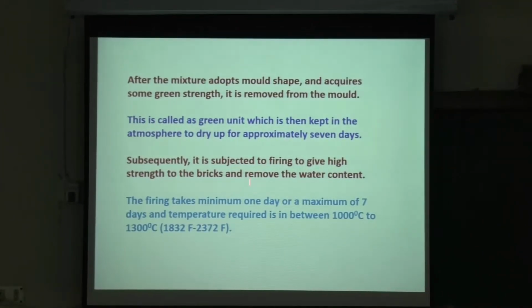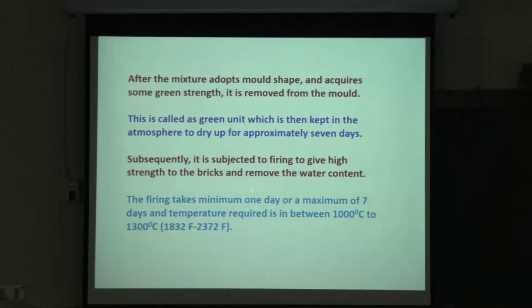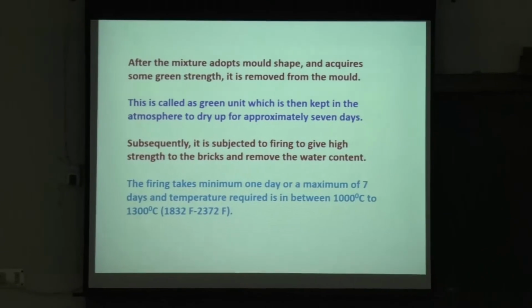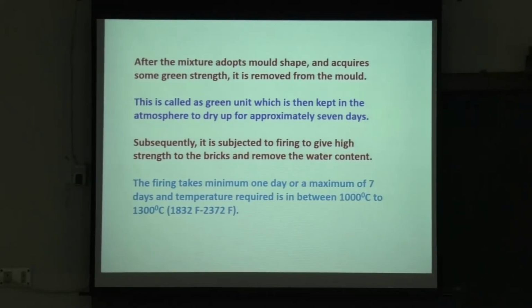Subsequently, it is subjected to firing to give high strength to the bricks and remove the water content. So that's how the bricks are made. Now the firing takes a minimum of 1 day or a maximum of 7 days. The temperature required is between 1000 and 1300 degrees. So that's a lot of energy also. So remember, every brick in these houses takes up so much energy, and all that energy goes into the atmosphere.